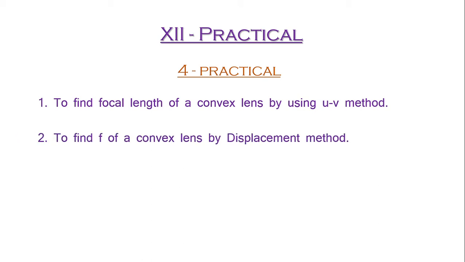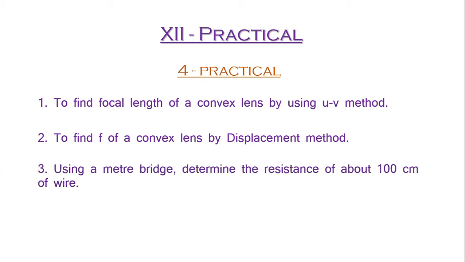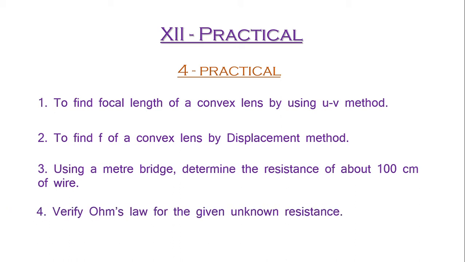The second one is again from optics: to find the focal length of a convex lens by the displacement method. Then from current electricity, using a meter bridge, determine the resistance of about 100 centimeter of wire. And the fourth one is to verify Ohm's law for a given unknown resistance. So these are the 4 practicals that you need to do, out of which 2 will come and 1 will include a graph. The graph is a must, so one graph will definitely come in your exam.